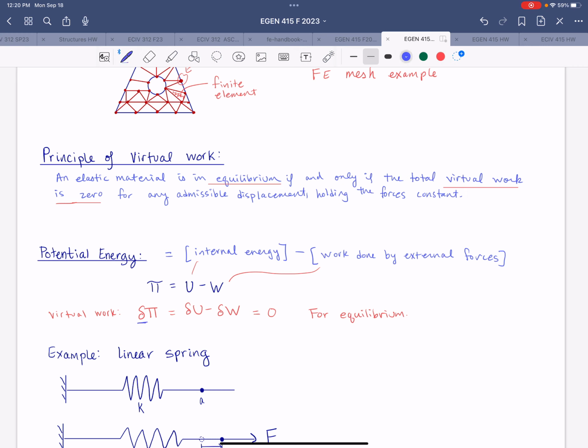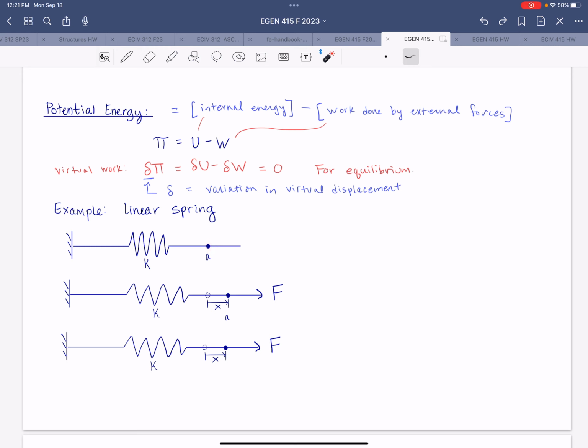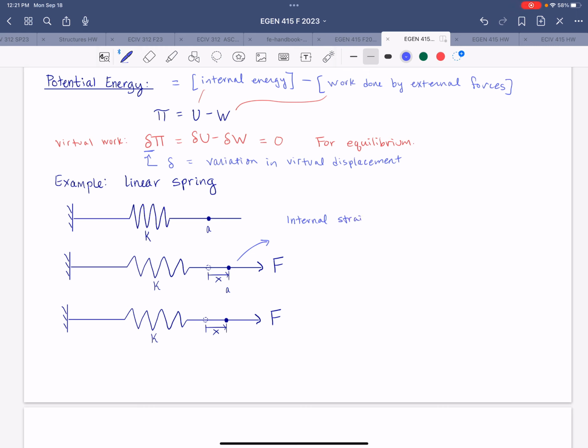So we'll demonstrate this concept with a simple linear spring. If you have a spring with stiffness constant K, as shown here, we're going to track the motion of this point that I've labeled A. If you apply a force, of course, that point will displace to the right as the spring stretches. In that situation, the internal strain energy would be 1/2 kx squared. That's the potential energy of the spring. You all should be familiar with that equation.